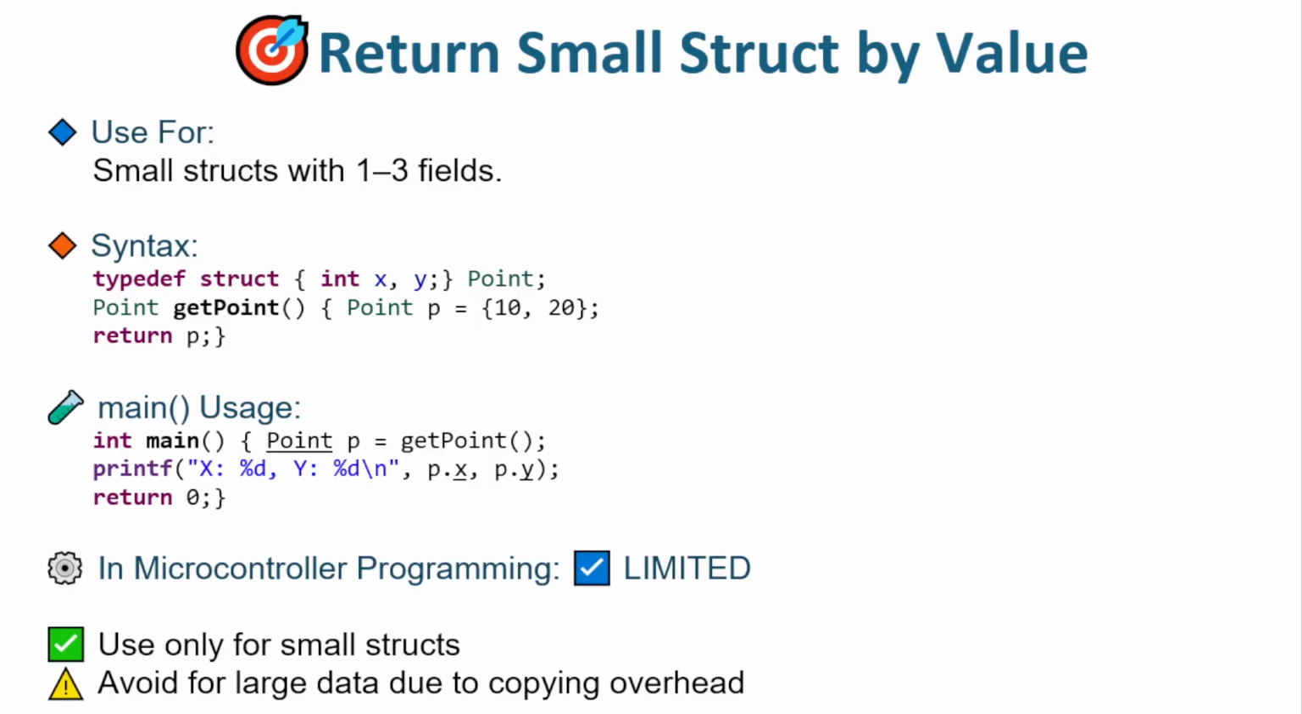For small, simple data, it's clean, readable, and easy to use. Used for a small struct with 1, 2, 3 fields. Syntax: typedef struct int x, y Point. And main usage, you can see int main, Point p, get point function, and printf the value p.x, p.y, return 0.